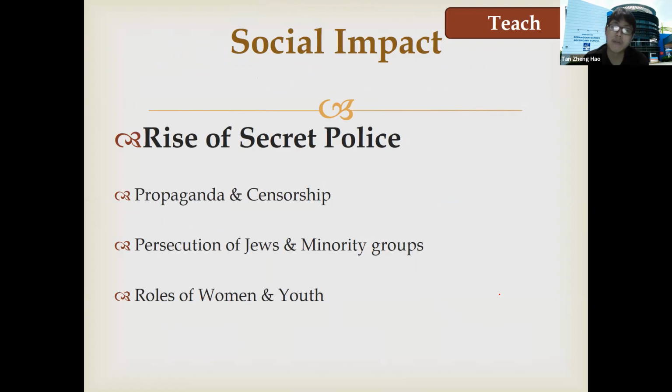There was use of force, there was propaganda, there was the persecution of minority groups, and there was certain impact on the role of women. So it's quite similar, but obviously they have different details. Hitler had very different visions of how the country should look and run.